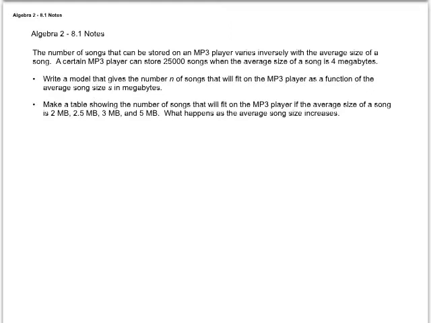So think about it this way. N, the number of songs, equals the constant of variation, a, over the size, S, of the song. Okay, so N is the number of songs.